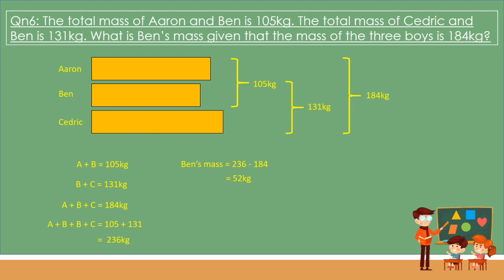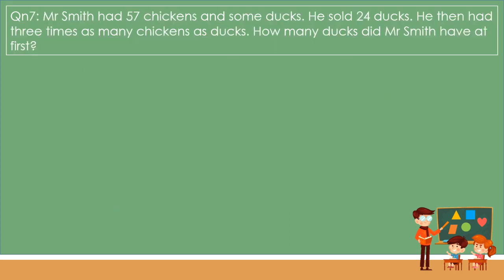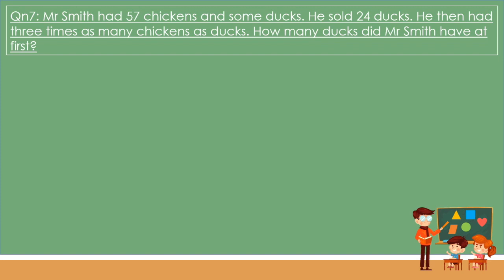And now let's move on to the last question. Question 7. Mr. Smith had 57 chickens and some ducks. He sold 24 ducks. He then had 3 times as many chickens as ducks. How many ducks did Mr. Smith have at first? So this would be his chickens and some ducks.